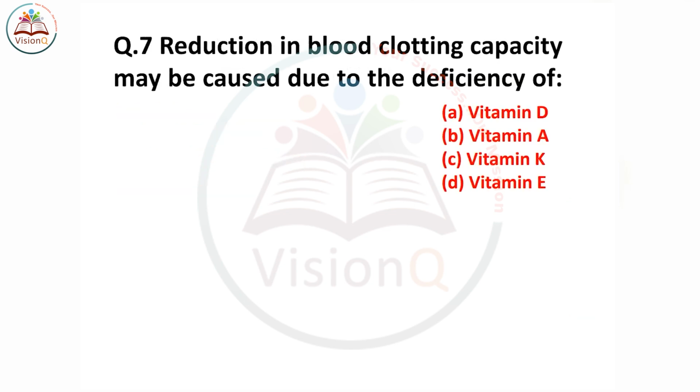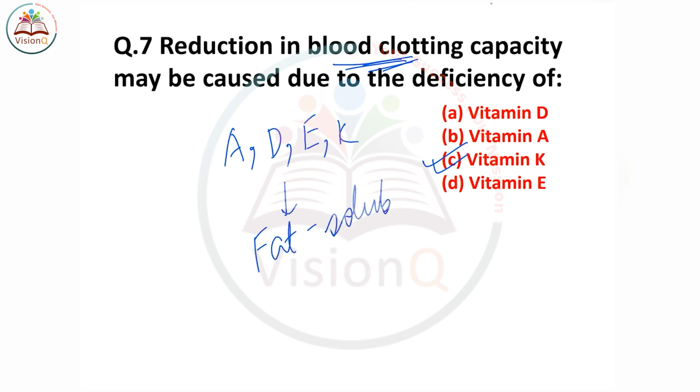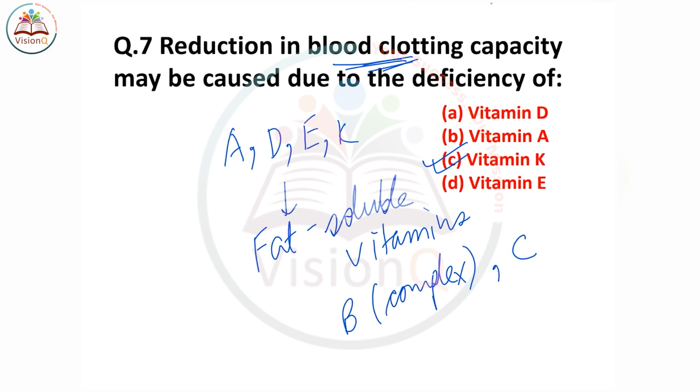So next question is, reduction in blood clotting capacity may be caused due to deficiency of which vitamin? Now blood clotting capacity is controlled by vitamin K. Now if I talk about vitamin K, vitamins A, D, E and K all are fat soluble vitamins. Vitamins which are soluble in fat. And if I talk about vitamin B, which is also known as vitamin B complex, and vitamin C, these are water soluble vitamins.